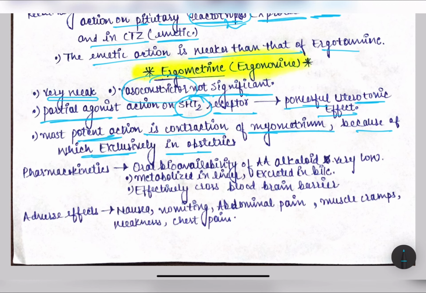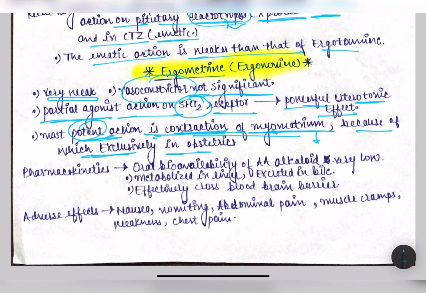As you know, the most potent action of this is contraction of the myometrium. There is a question that has been asked: why don't we use ergot alkaloids in pregnancy, why are they contraindicated? Because, as you can see, they cause contraction of the myometrium, so they can cause miscarriage, or they can quicken the labor, right?